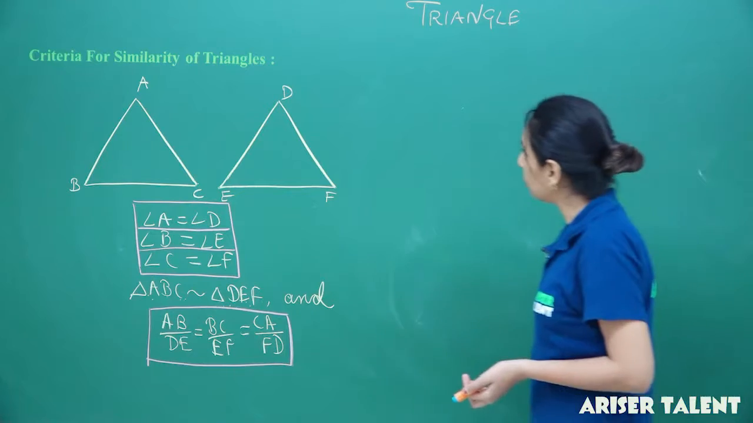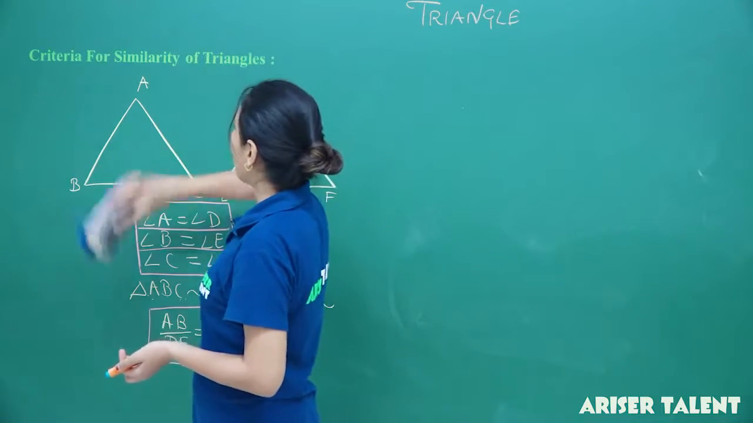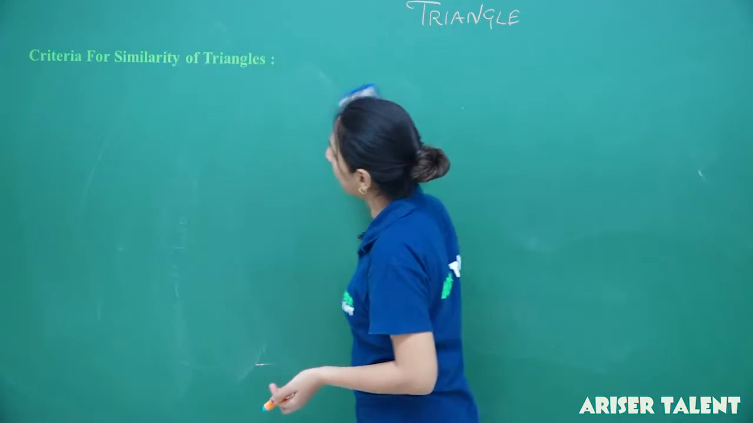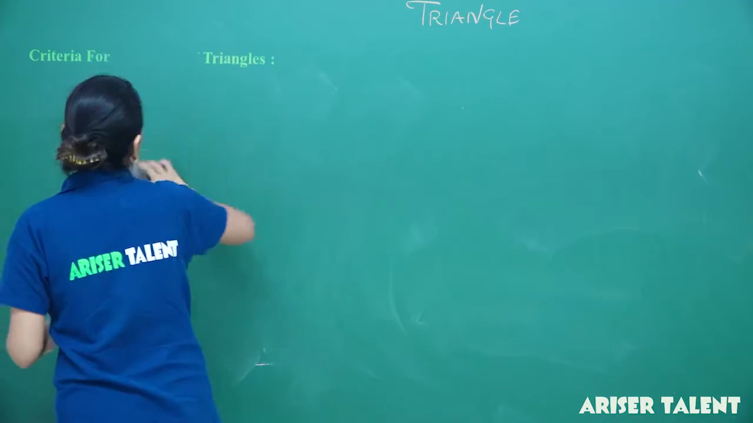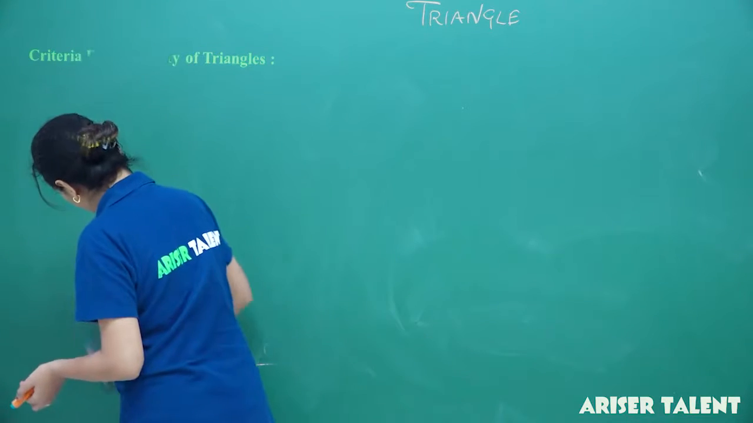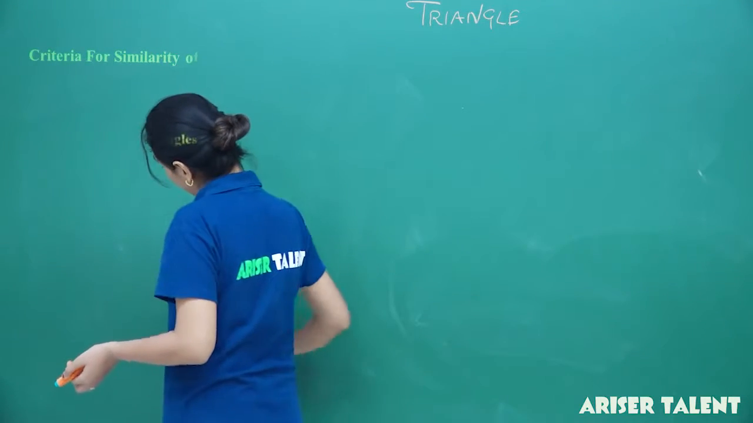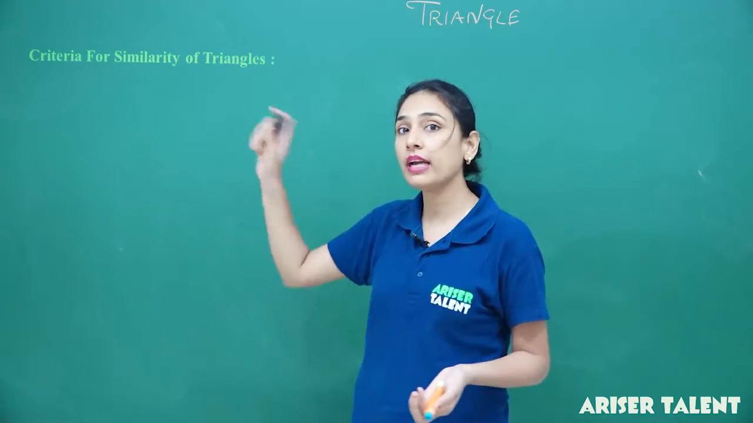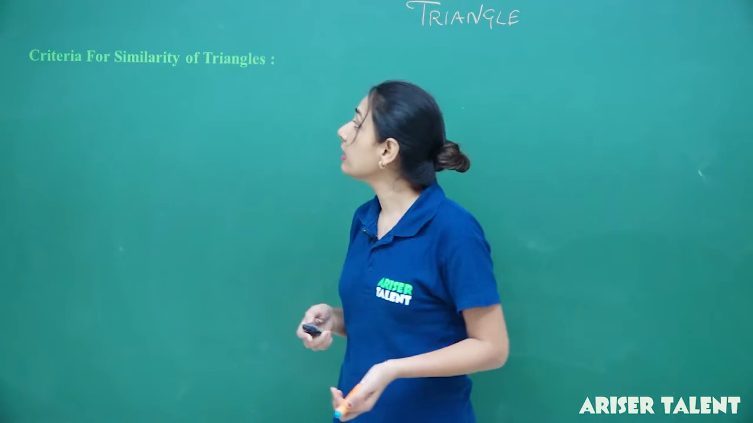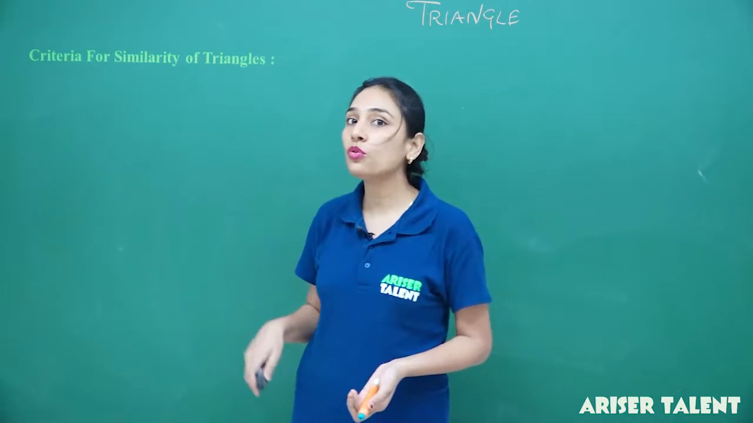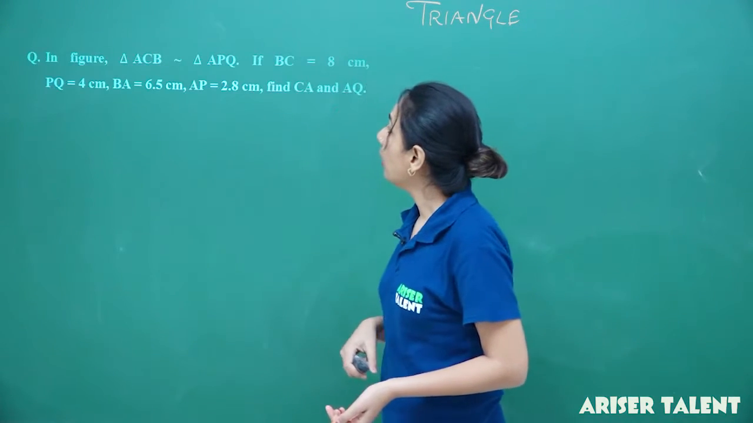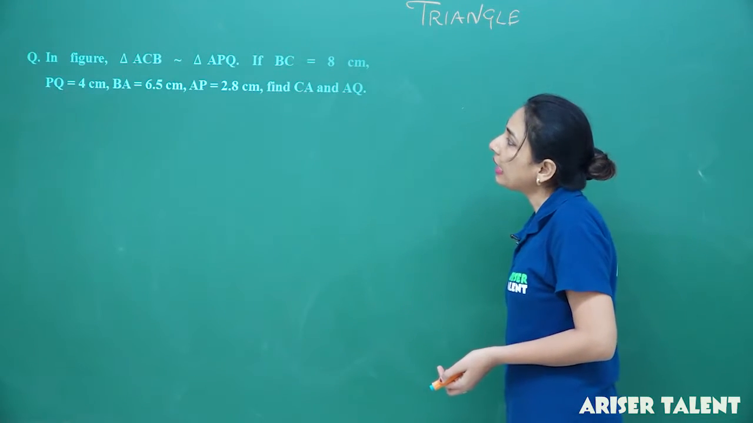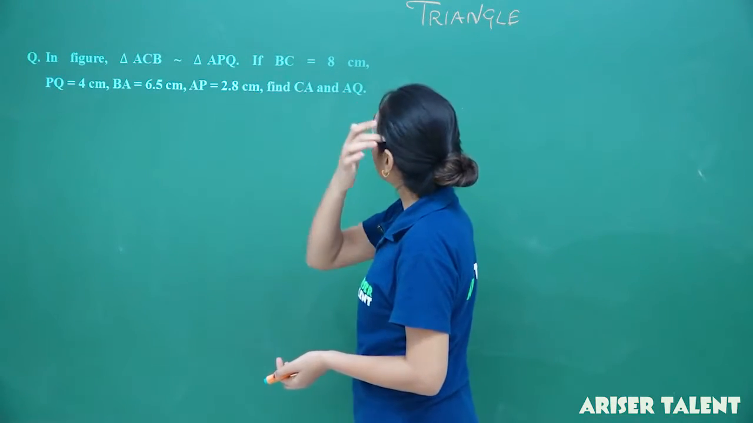Okay students, now we know what similarity of triangles actually means and how to find whether two triangles are similar or not. We'll simply prove that the three angles of one triangle are equal to the three angles of the other triangle. Okay. Now, in the figure, triangles ACB and APQ are similar.